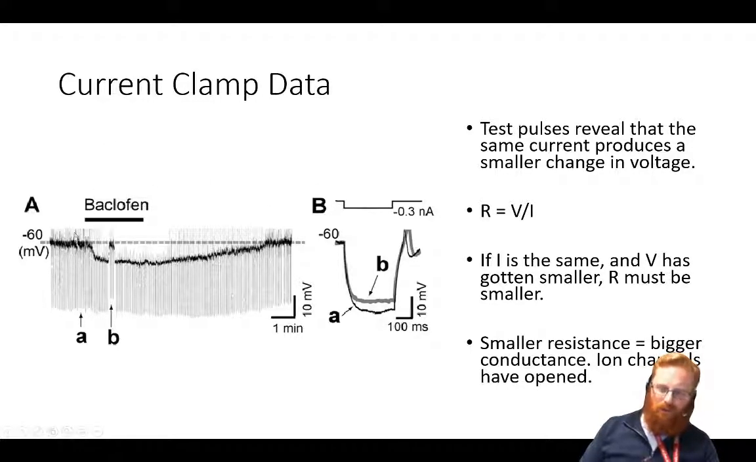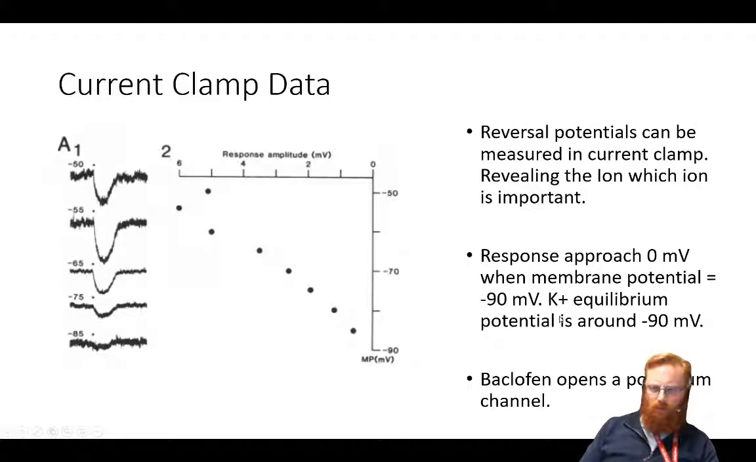Maybe it's chloride, but chloride is unlikely to be able to hyperpolarize the cell by 10 millivolts, so it's going to be potassium channels opening. And of course, that is what GABA B receptors do. Indeed, you can take that even further by doing this kind of experiment.